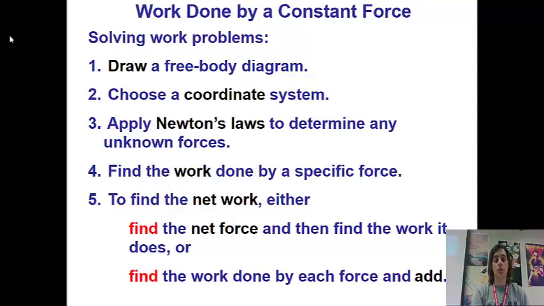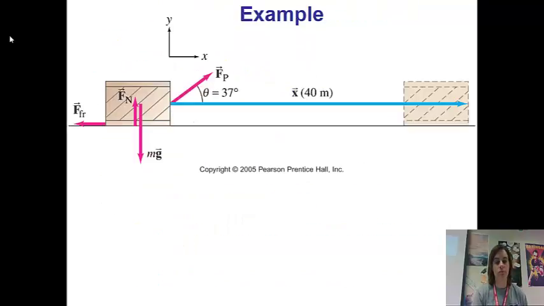So if you're looking at the net work, you can either find the work done by each individual force and sum them, or you can find the net force and then put that into the work equation. Either way, you'll end up with the same answer. Okay? So if we look at this example here, we have gravity acting downward, we have the normal force acting upward, we have a pull force acting at an angle, and a frictional force acting opposite of the direction of motion, and we displace the box 40 meters.